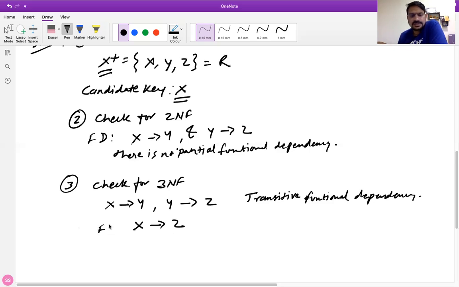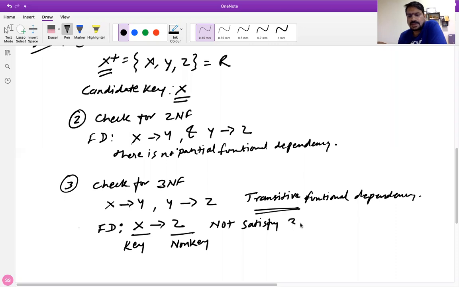Now the question arises, does this functional dependency satisfy third NF? The answer is no, because this is the key and this is the non-key. We are getting this through the transitivity rule as a transitive functional dependency, and we are getting a key determining some non-key. If a key is determining some non-key, it does not satisfy third NF.